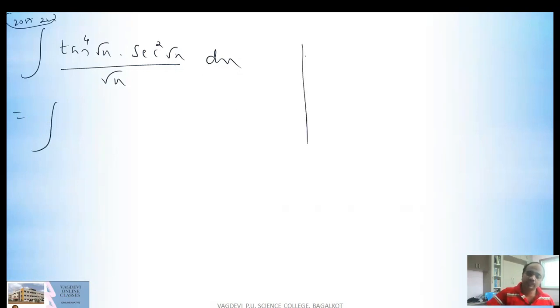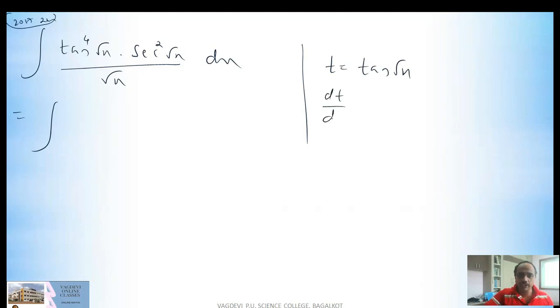Derivative of tan is sec square. You can easily identify, it's very easy. Derivative of tan is sec square. Derivative of root x is 1 by 2 root x. Root x is there in the denominator. 2 is constant, you can avoid it by cross multiplying.